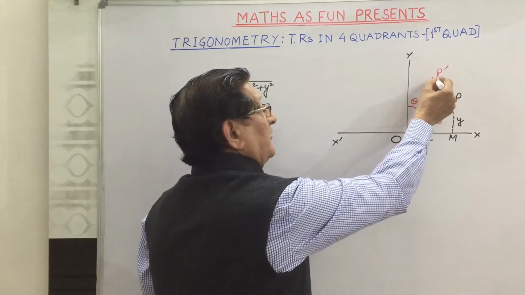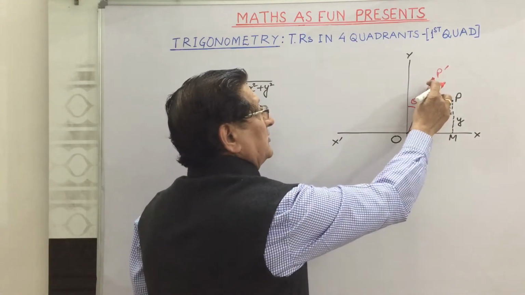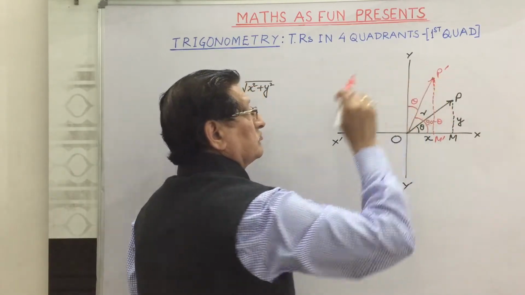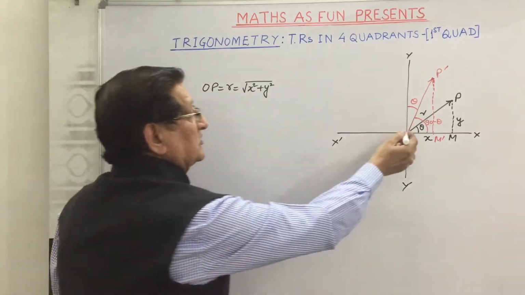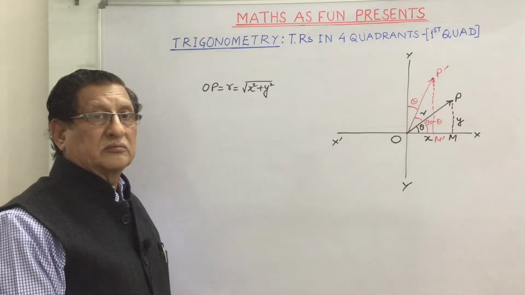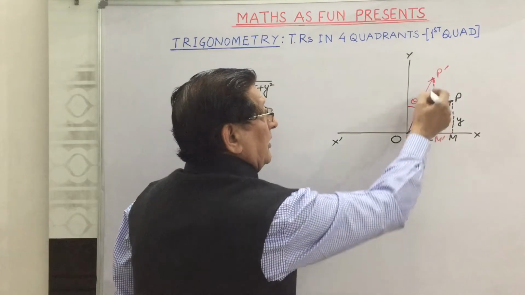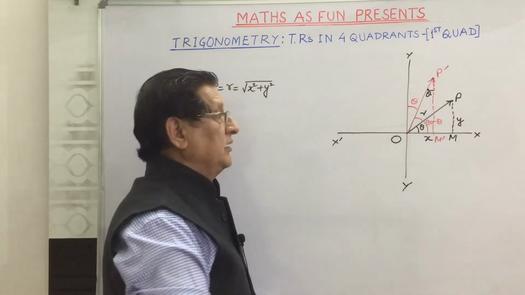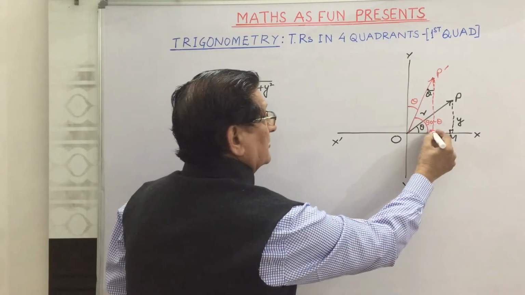In that case, if we draw a perpendicular from here to the initial position, that is suppose P dash M dash, in that case will you find these two triangles are congruent to each other? Why? Because this angle is theta, here this angle is also theta. This angle is 90 degree and here this angle is also 90 degree.